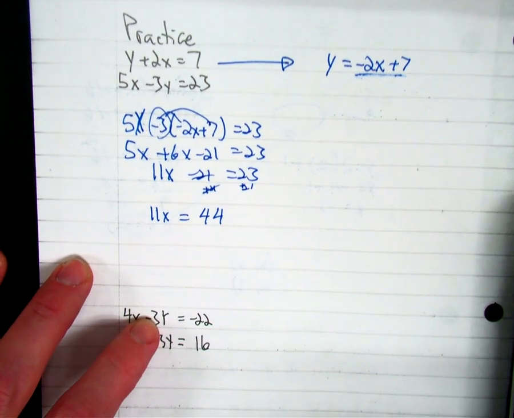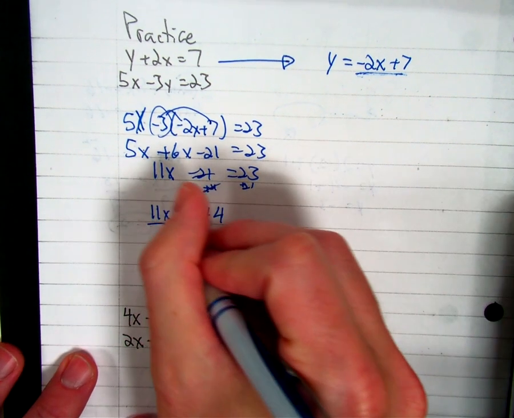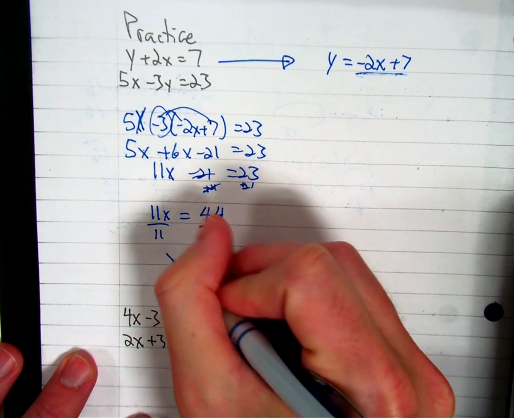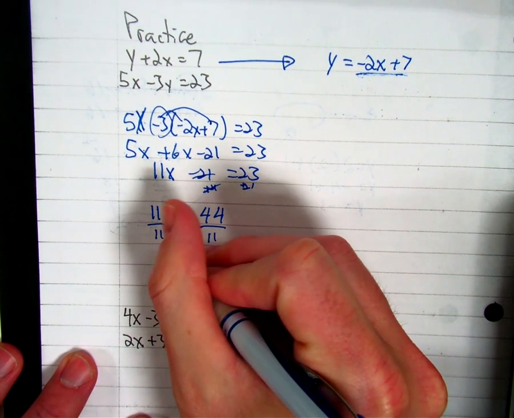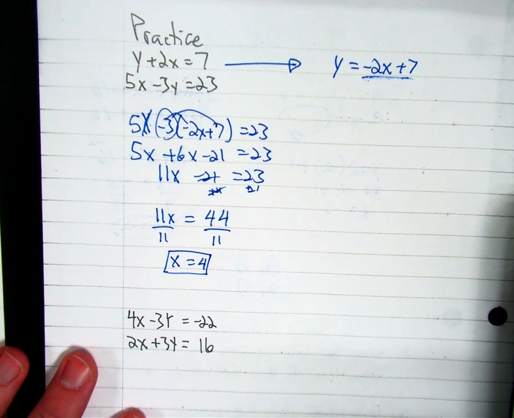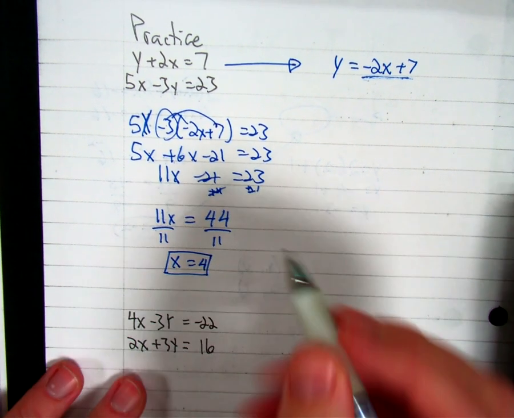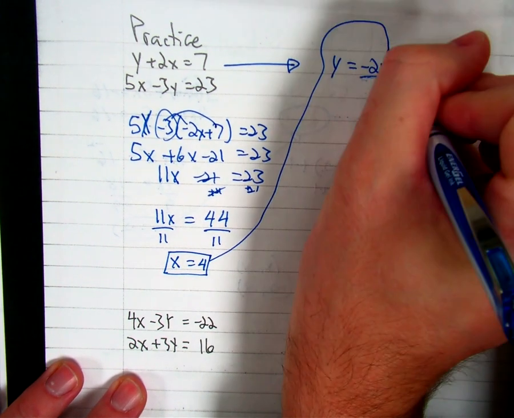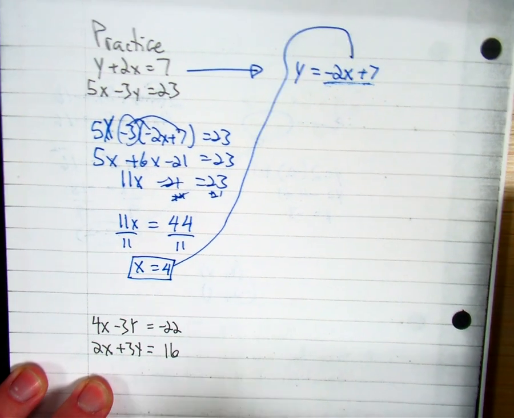44. Divide by 11. X equals 4. Am I done? Nope, I don't have my y yet. So I've got to put this 4 up here now.